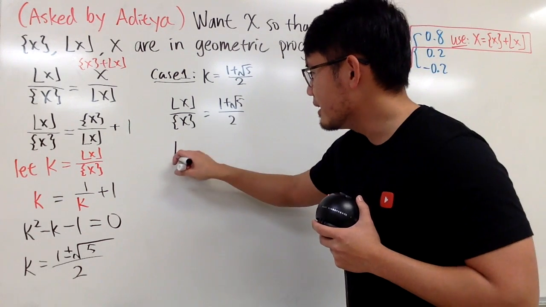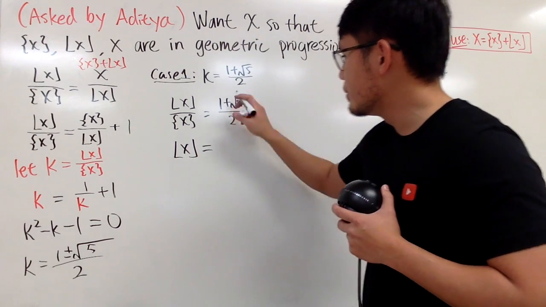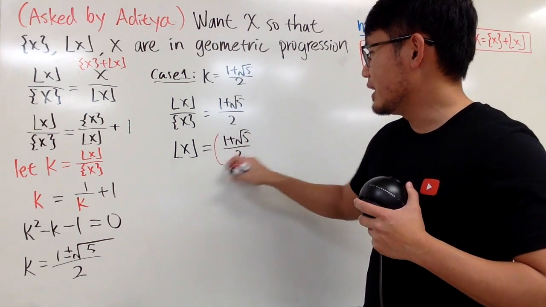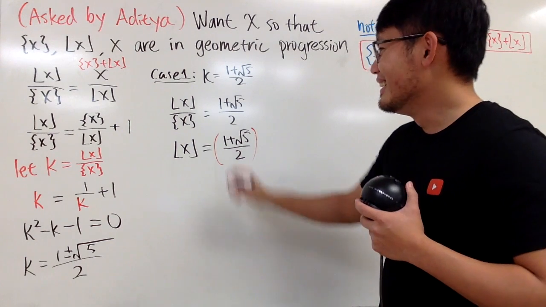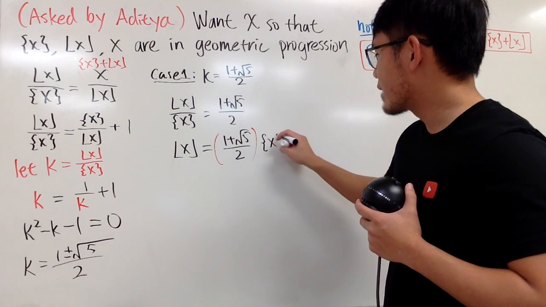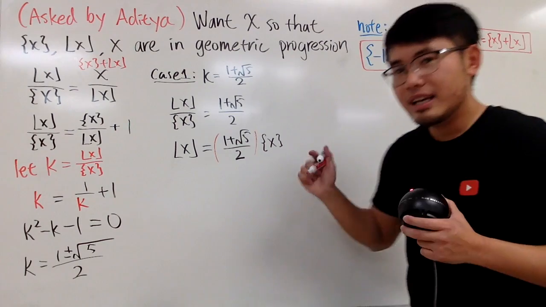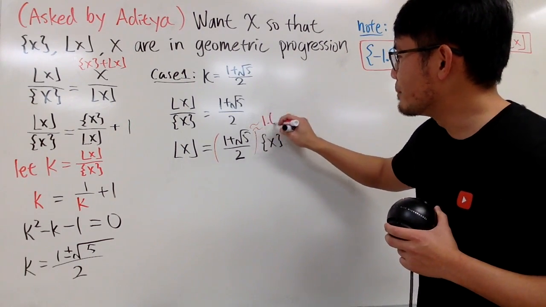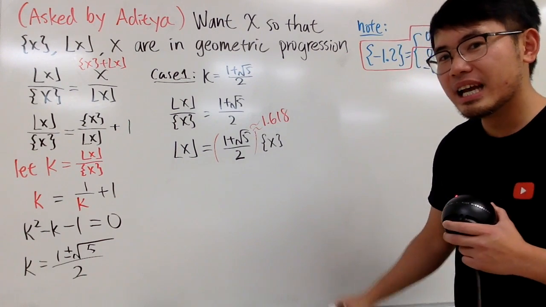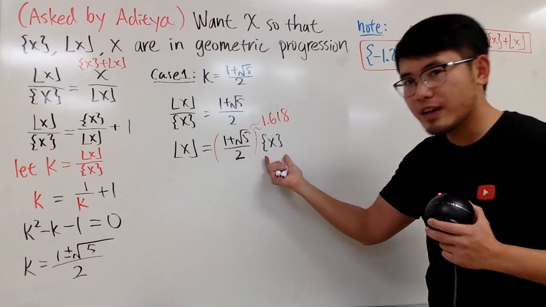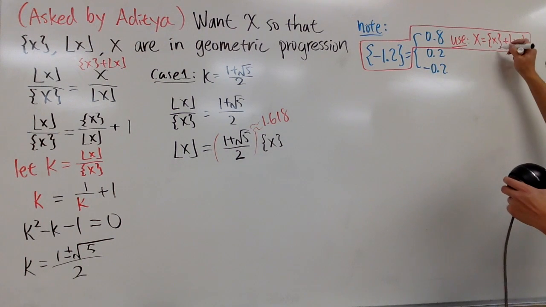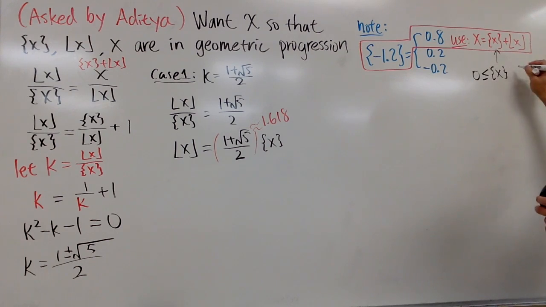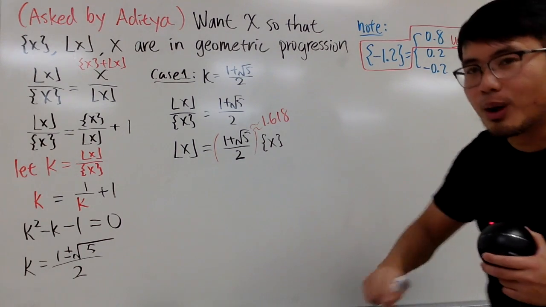So let's look at that, okay? So the floor of x is equal to 1 plus square root of 5 all over 2, and let me just use the innocent parentheses, times the fractional part of x, like this. And now to continue, let me tell you guys that this right here is approximately 1.618, right? And for the fractional part of x, under this definition, we must have it in between 0 and 1, including 0 but not 1.